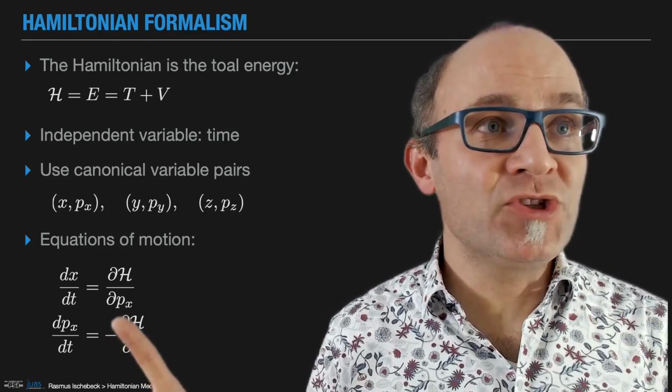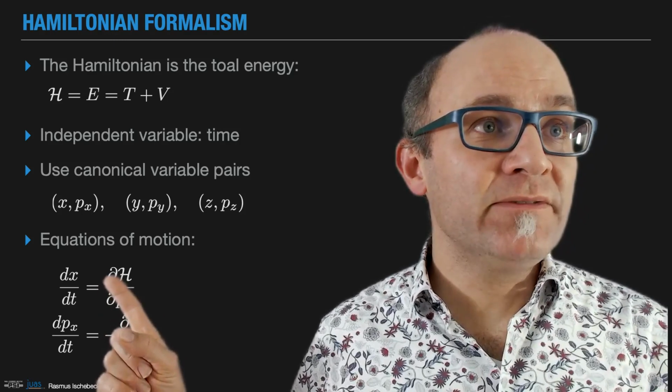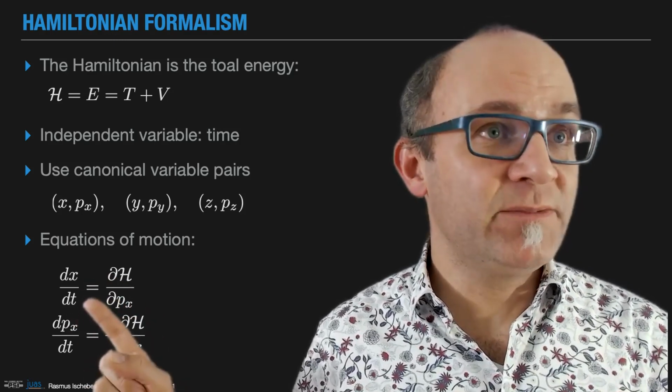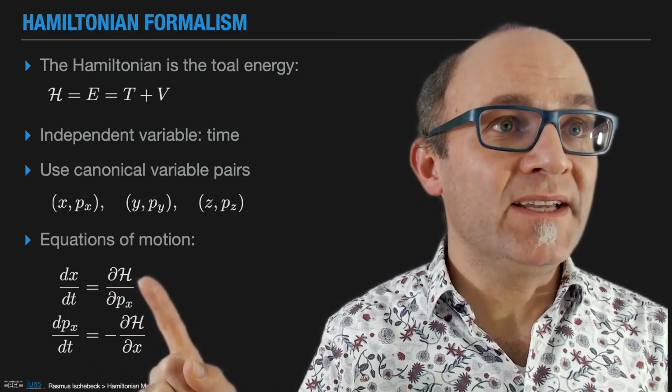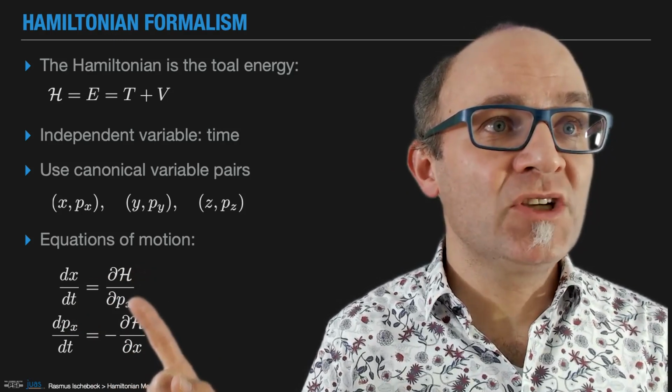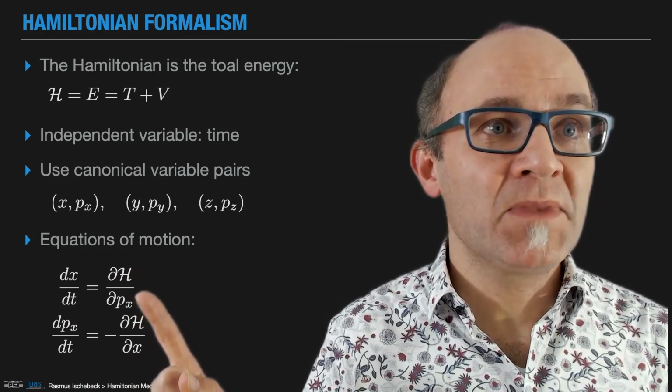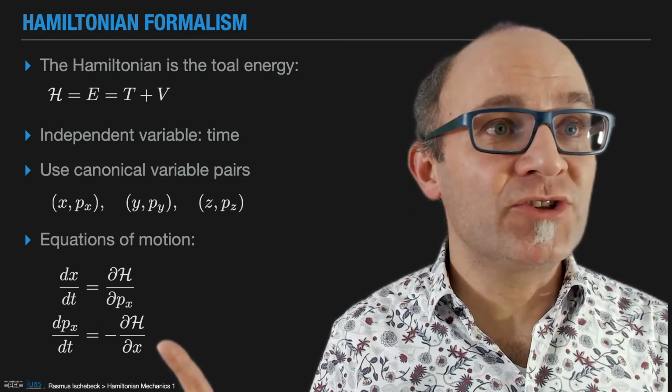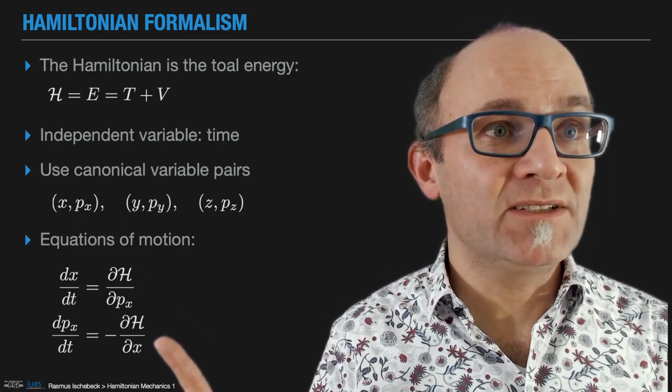The equations of motion, so the temporal derivative of x and px with respect to time, are given by the partial derivative of h with respect to px, and minus the partial derivative of h with respect to x.